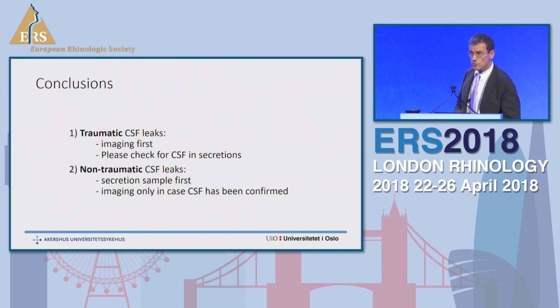So coming to the conclusions, the traumatic CSF leaks, of course, you start with imaging first, but please do not forget, in the acute phase, take a sample and send it to the lab for a biomarker to check if that is actually a CSF leak or not. And in all the others, or non-traumatic CSF leaks, start always with a secretion sample first, and then only if you know biochemically or have this confirmation it's a leak, then go on with imaging. Thank you very much.